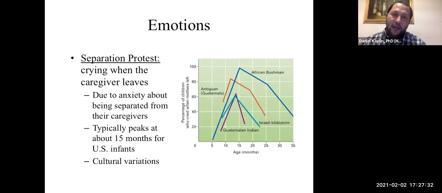Now, separation anxiety, which your book calls a separation protest, is also common. You'll notice that it peaks across the globe in infancy. When it starts and when it ends, there are cultural variations, as you see in this graph. But for US children, it peaks at about 15 months and then it stops. Now, we won't diagnose a child with separation anxiety disorder till about 5 years old. So even if the child is feeling a sense of clinginess beyond infancy, that's okay. Don't get too caught up in that at that age.